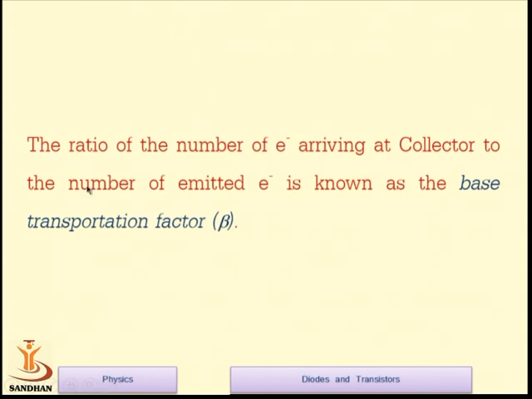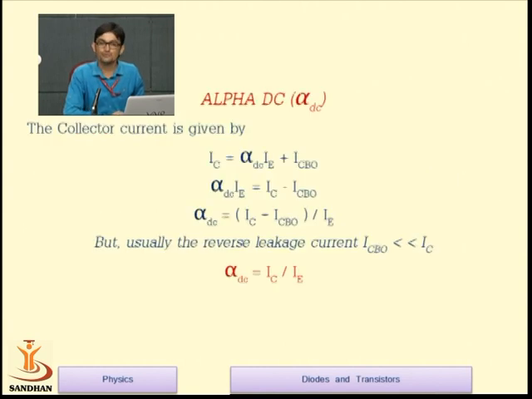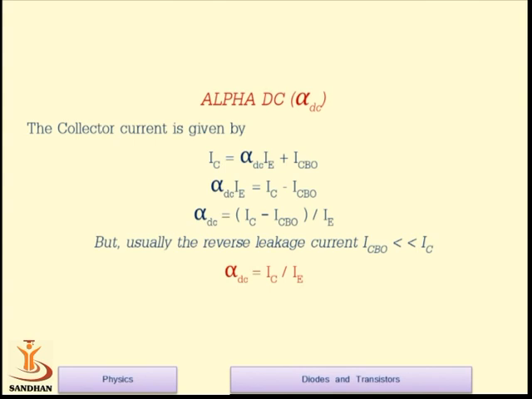Now the very important definition is the base transportation factor. The ratio of the number of electrons arriving at the collector to the number of emitted electrons is known as the base transportation factor. The very important component is the alpha DC of the transistor. So IC, the collector current flowing through the collector terminal, is related to the emitter current by alpha DC times IE plus ICBO. As I told you, ICBO is the leakage current. So IC is related to IE and ICBO like this.